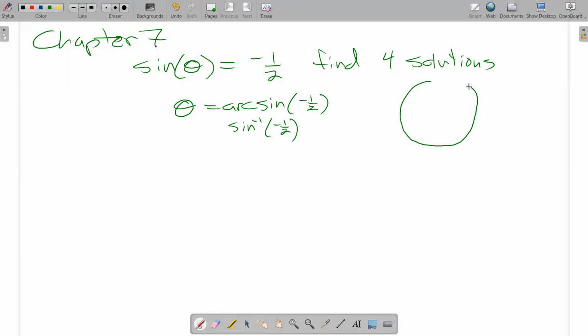So thinking about the unit circle, on the unit circle, the sine is a y value. So we're thinking about, all right, where is y equal to -1/2? And that would either be at this point here, which is the one the arcsine knows about.